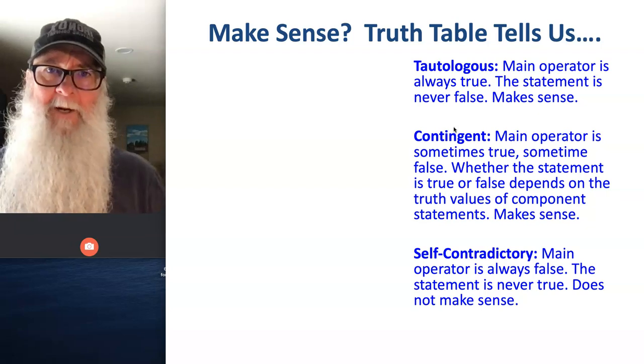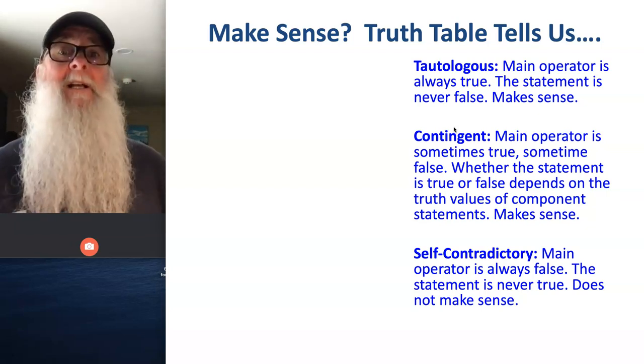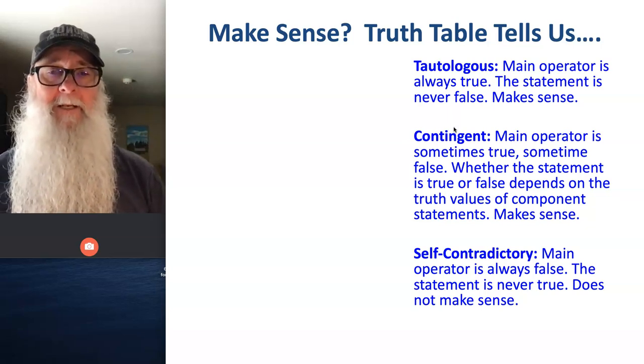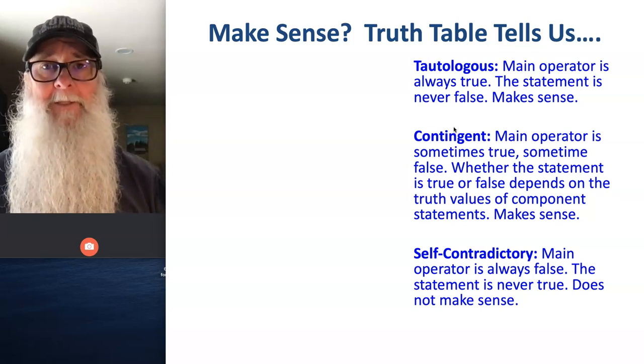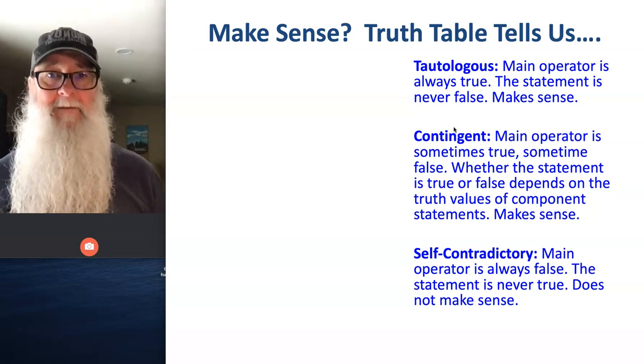And the third category that you're going to be putting statements in is the category we looked at in the last lecture, the self-contradictory category, right? A self-contradictory statement is one in which it is false on every single line of the truth table underneath the main operator. This is a statement that's never true, and as a consequence, it doesn't make sense.